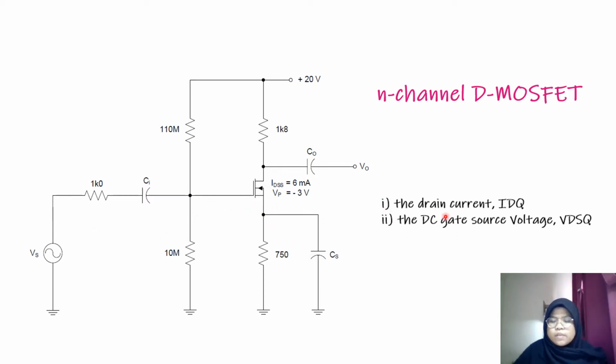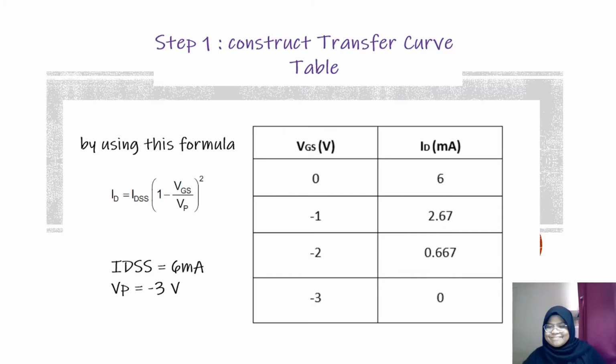So the first question is to determine the drain current IDQ, and the second question is to determine the DC drain-source voltage VDSQ. For this question, it must be answered using a graphical method. So the first step is to construct the transfer curve table. This step is to determine the transfer curve based on the values of VGS and ID.